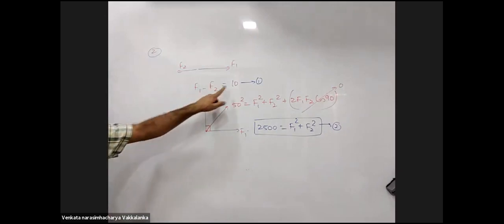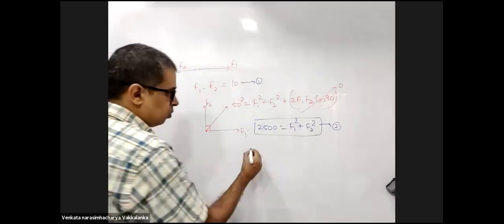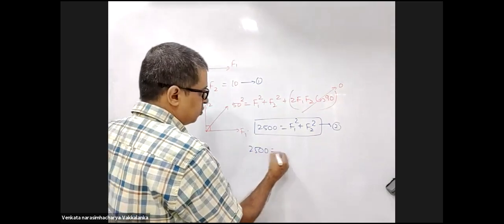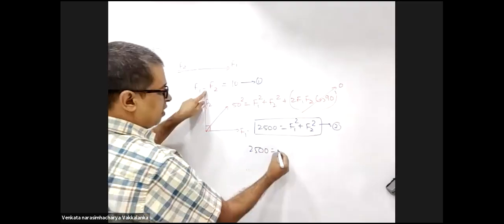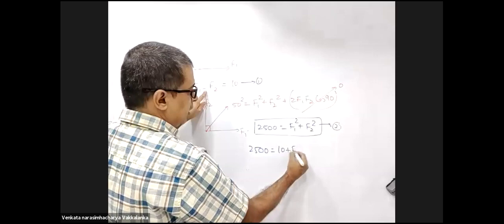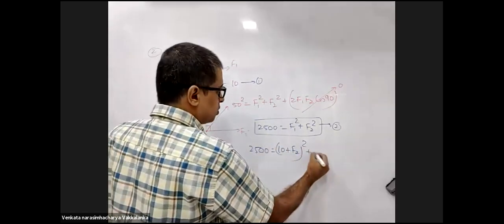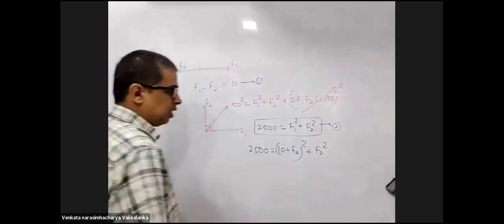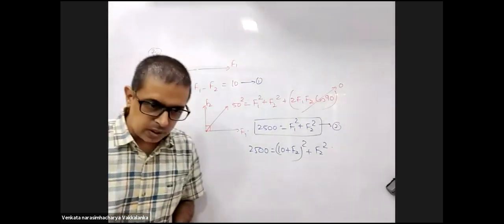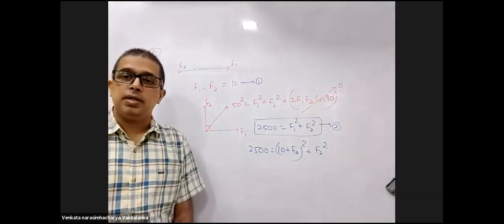What will F1 be equal to? 10 plus F2. 2500 equals 10 plus F2 whole square plus F2 square. Can you solve this quadratic equation?